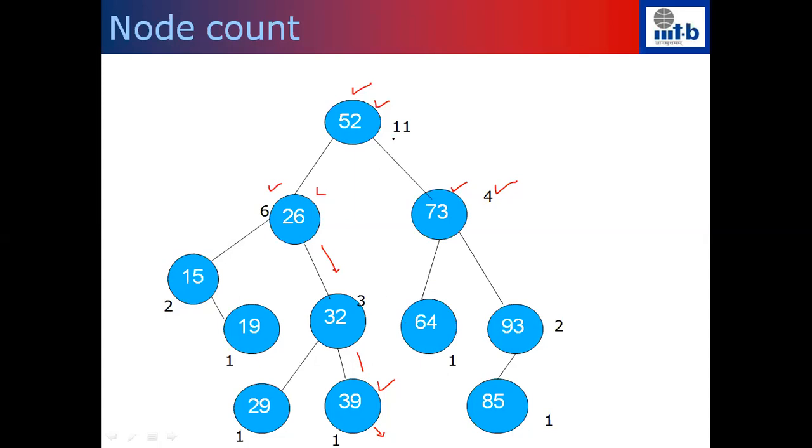So the total count that I have seen is 4 plus 1, which is 5, which indicates that the number of nodes in this tree which are greater than 39 is 5. So the rank of 39 is 6. So the algorithm is simple.